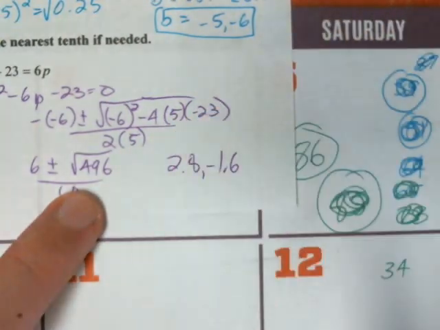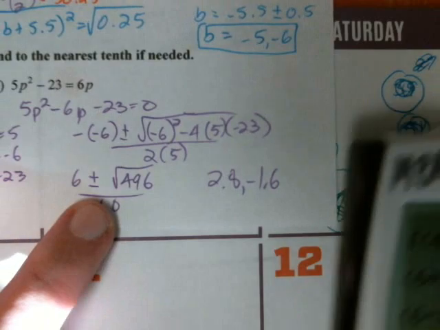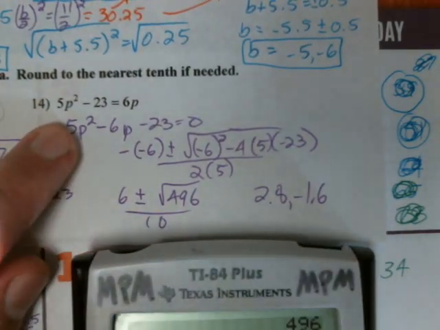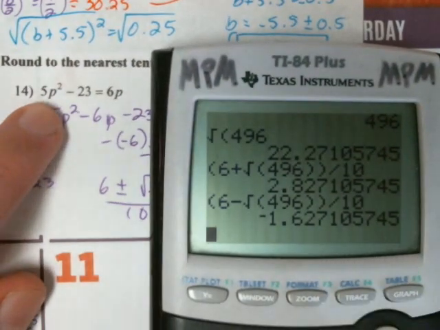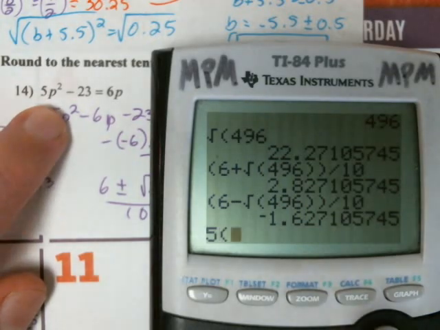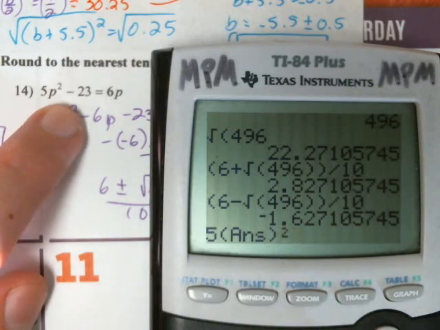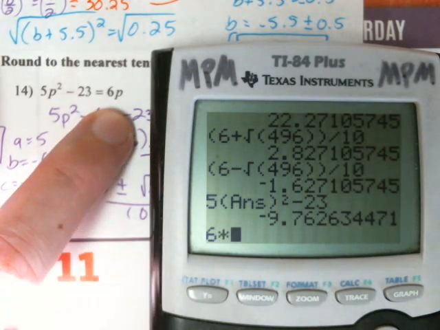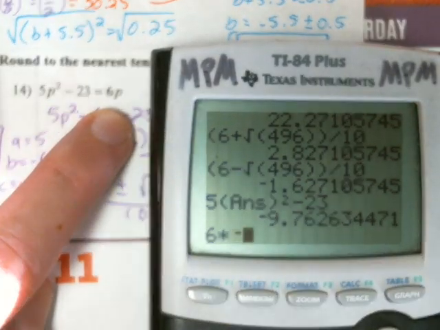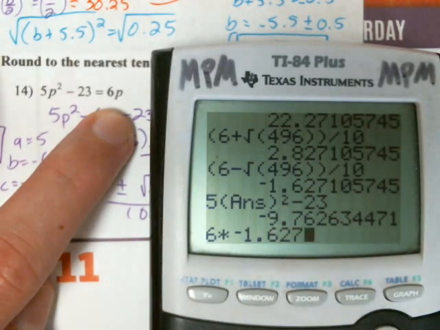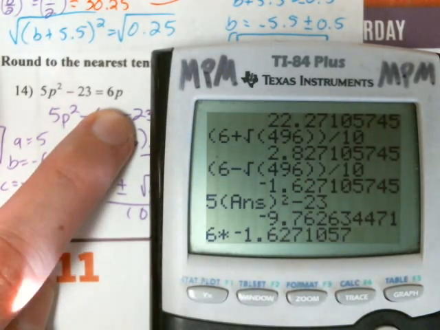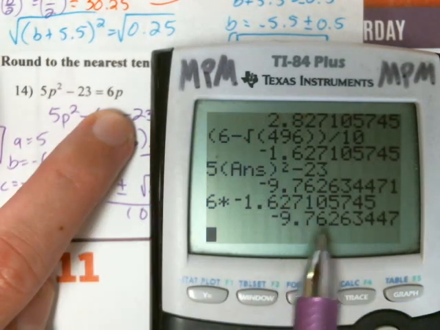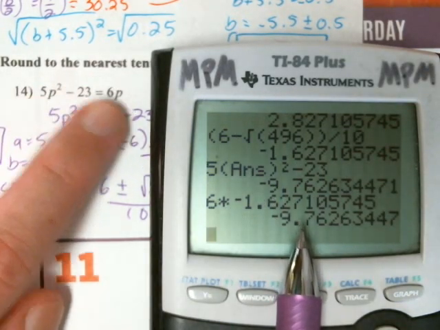2.8 and negative 1.6. Now, what I want to show you guys is how to plug this back in, okay? I'm going to use the second answer feature. So I'm going to say 5 parentheses second answer, that answer, squared, okay, minus 23, okay? That better equal 6 times this number. Negative 1.62710575. Okay, I get the exact same number. So the left-hand side matches the right-hand side.